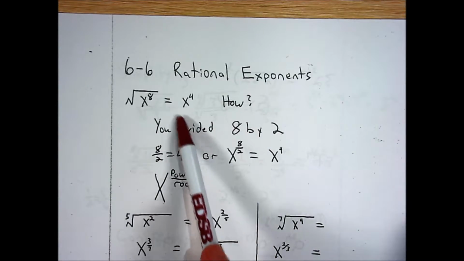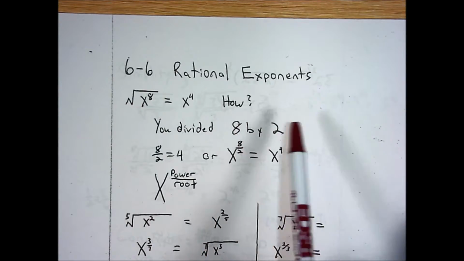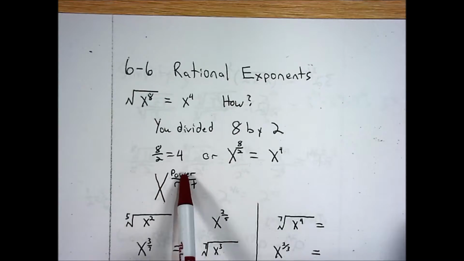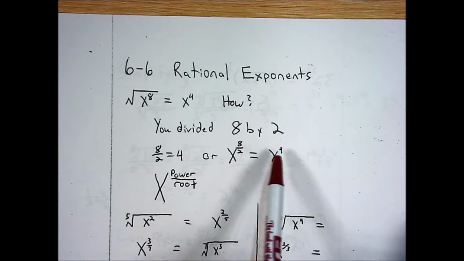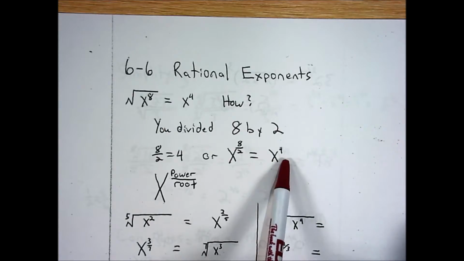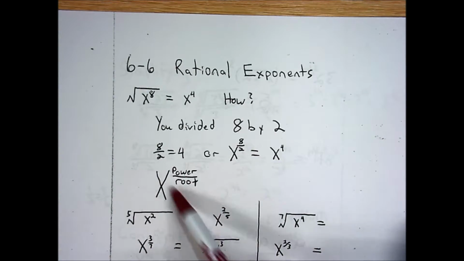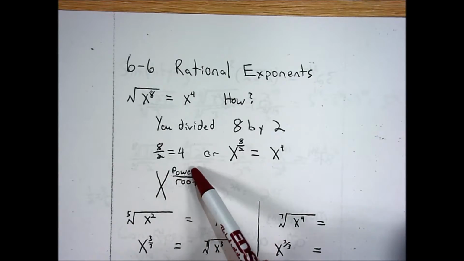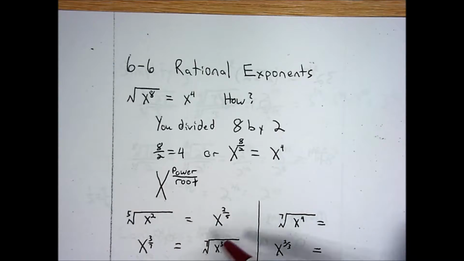Okay, we divided the exponent 8 by the root 2, square root meaning the second root, and we got 4. So we could write that as x to the 8 over 2 and still get the same answer. And that's what we're going to be working with today. We're writing our exponents as a fraction, where the top part of that fraction is the power and the bottom number is our root.